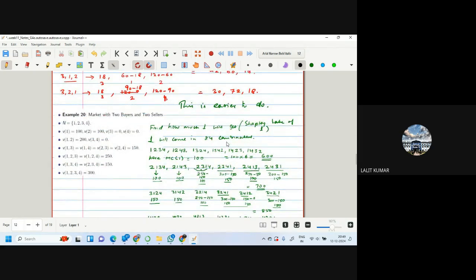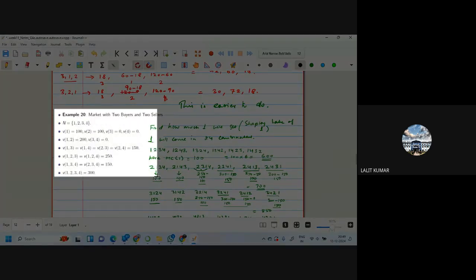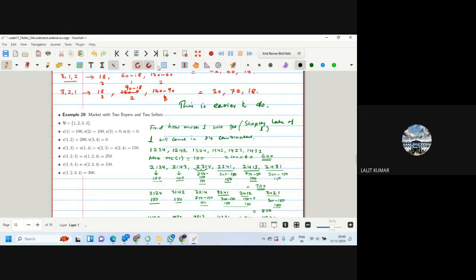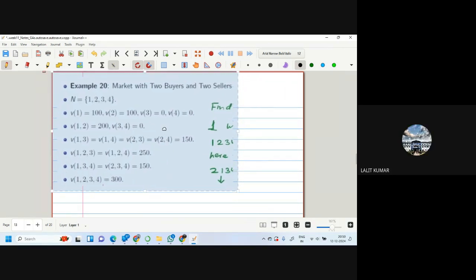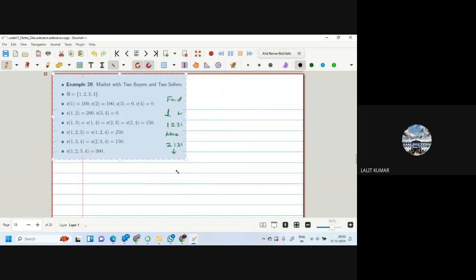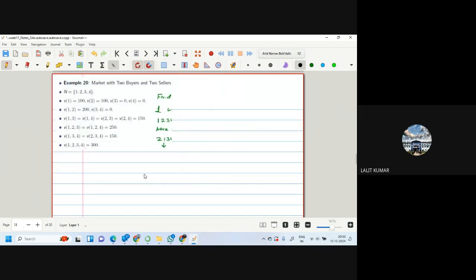Now I'll give you another example. This is an easy one with 4 players. How to solve this? Same ordering and marginal method. In this question they have given the values. There are 4 players: V1 is 100, V2 is 100, V3 is 0, V4 is 0, V12 is 200, V3 is 40, V13, V14, V23 are all the same, V123 is 250, V134 is 150, V1234 is 300.